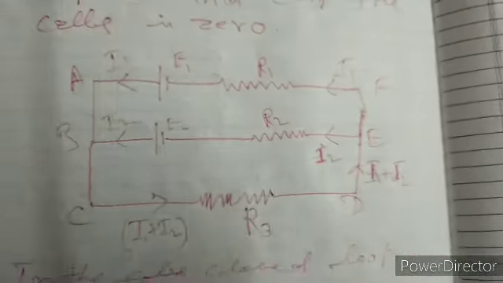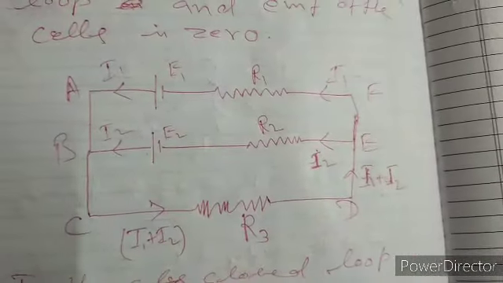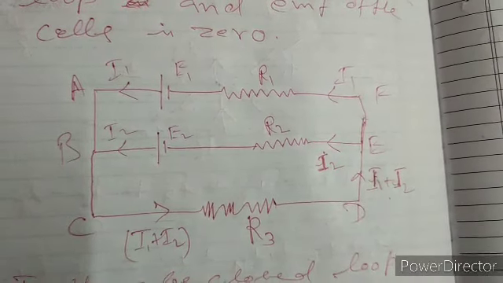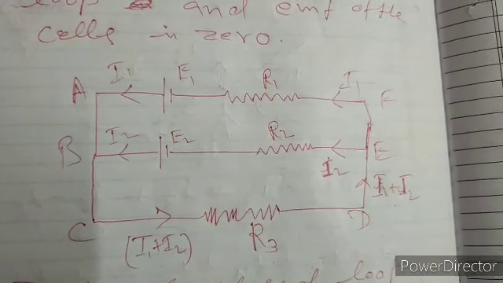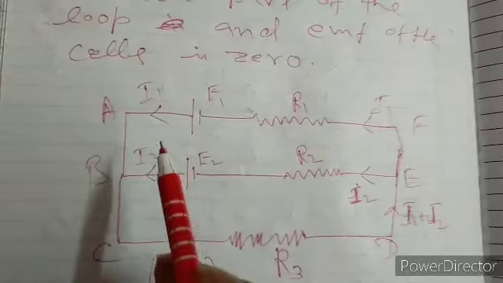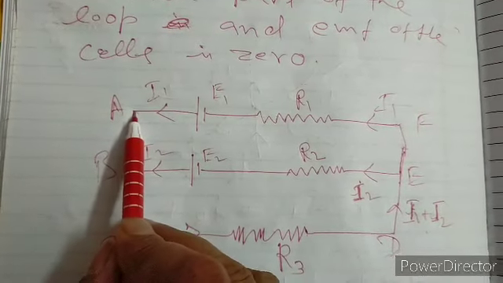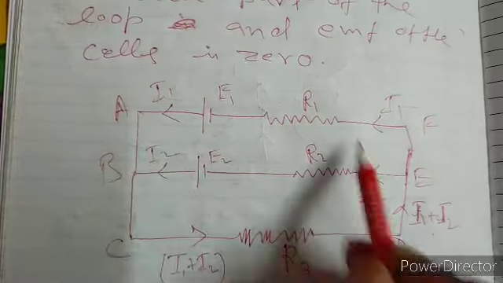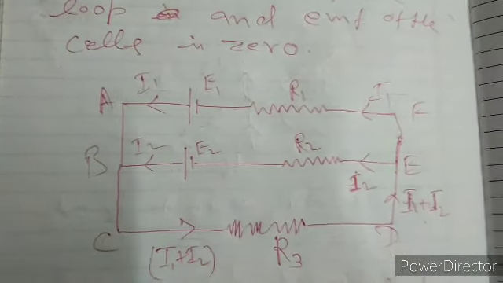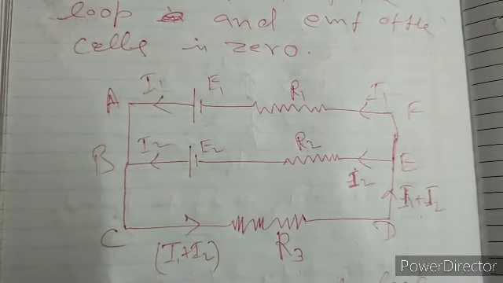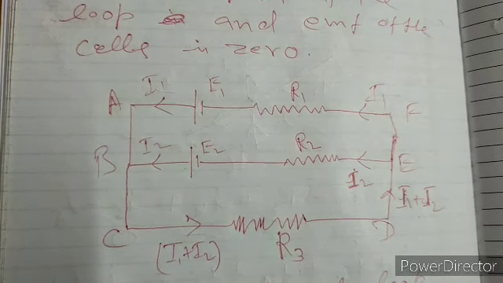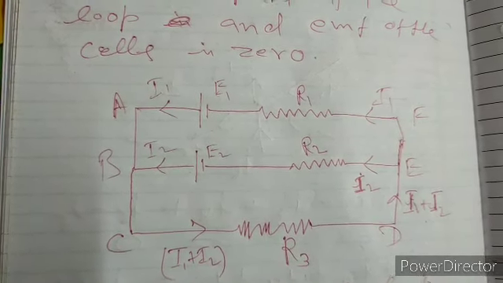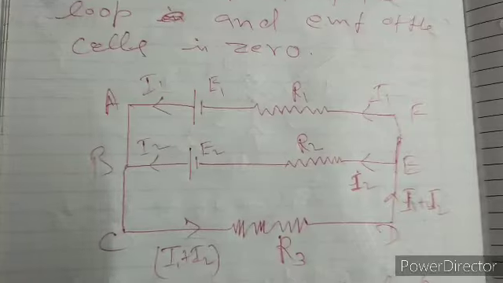But for numerical problems, this is very, very important for board and competition both. Therefore, listen to this very carefully. We will start from any point. Suppose we are starting from point A. Then we will go either clockwise or anti-clockwise. There is no problem with that. You have to decide whether to go clockwise or anti-clockwise. Suppose I am going anti-clockwise.